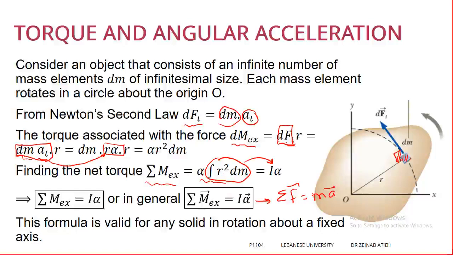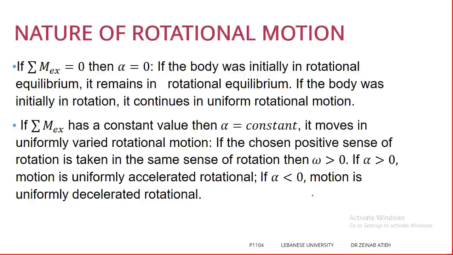Since we are in rotation, for sure we have replaced a by alpha, meaning the ordinary linear acceleration we replaced by the angular acceleration. So you can see there's some type of analogy between rotation and translation. Okay, this is called Newton's second law for rotation.